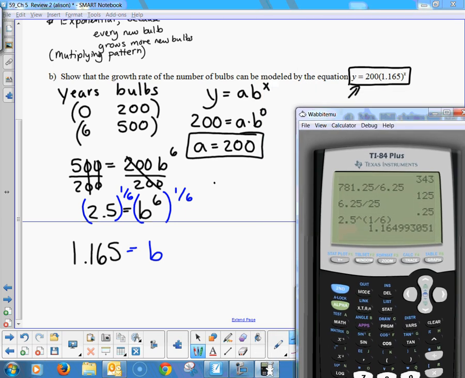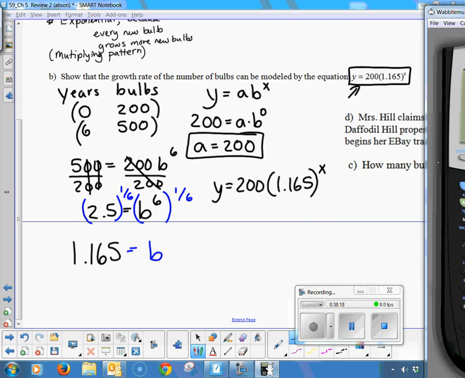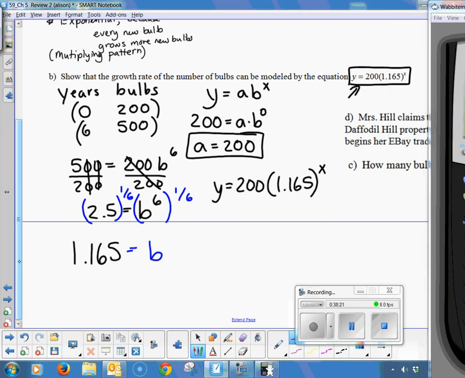So we have y equals a times b, 1.165 to the x. All right. Go away, little calculator. Part C.